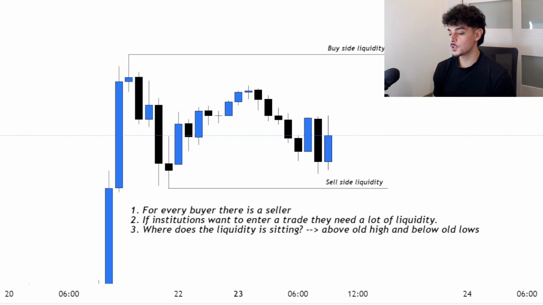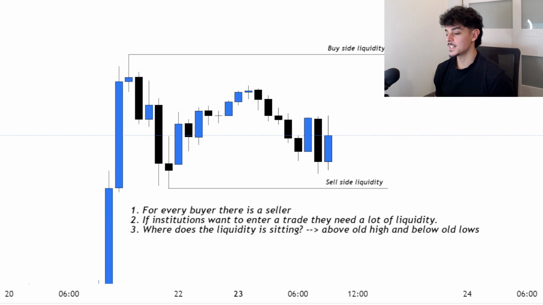First, we have to understand how the price moves. Price moves because of a transaction between an aggressive buyer and a passive seller, or an aggressive seller and a passive buyer. And knowing this leads us to point number 1. For every buyer, there must be a seller.